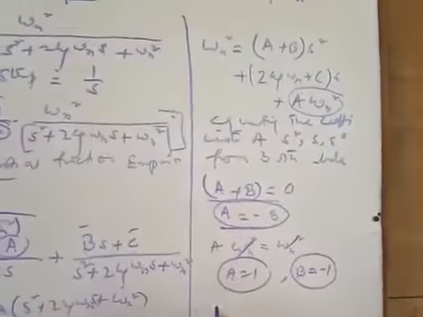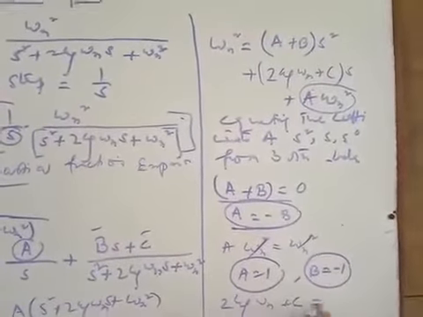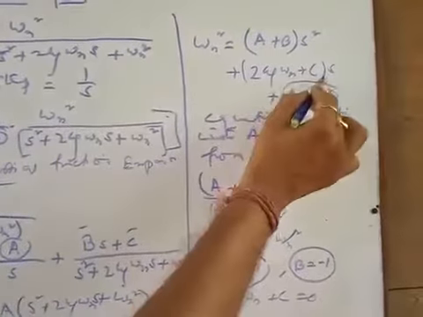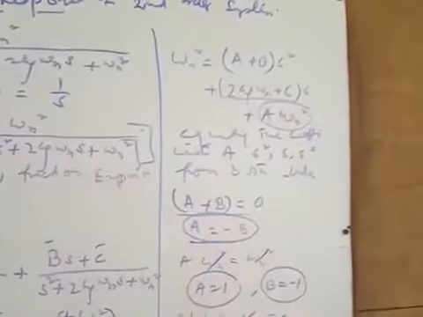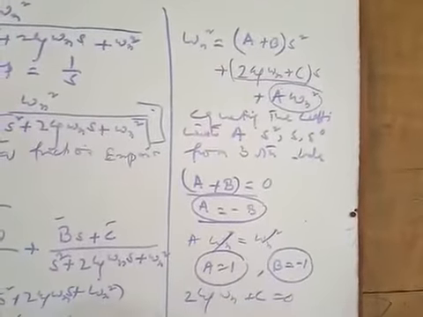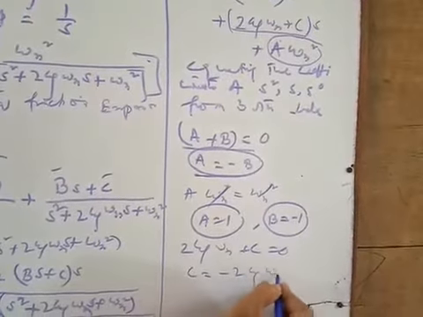And the next part is 2 xi omega n A plus C equal to 0, because this is the coefficient of s in the right hand side. In the left hand side there is no s part, so this is equal to 0, and C is equal to minus 2 xi omega n.